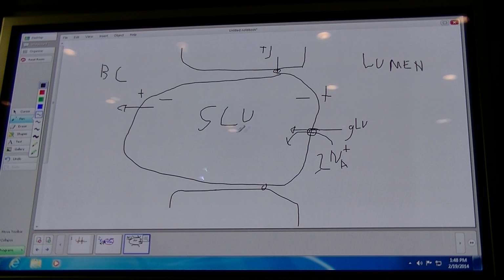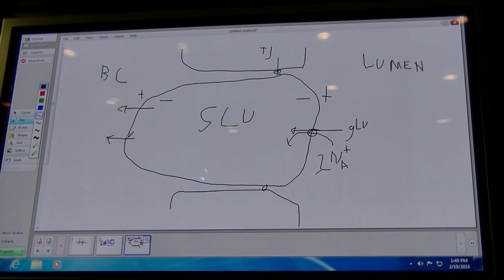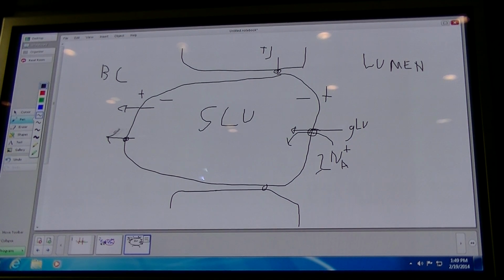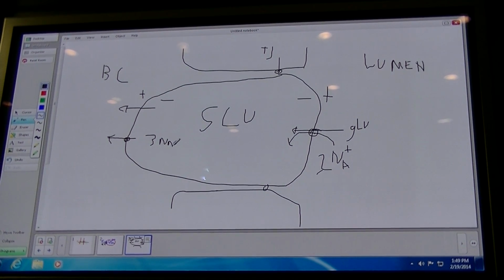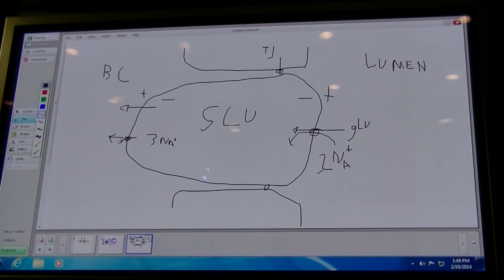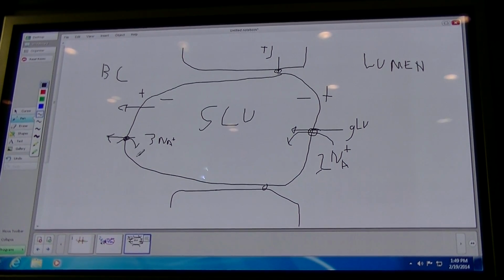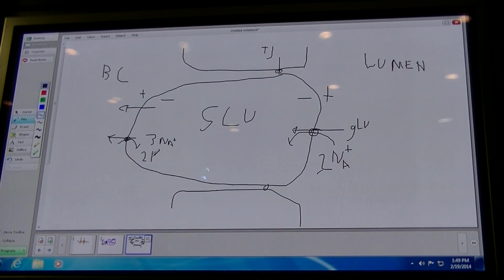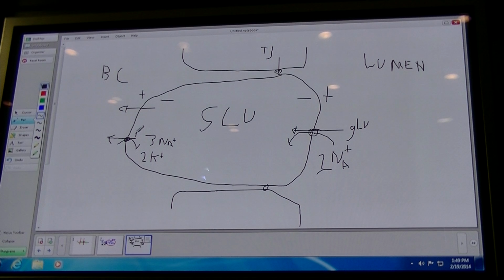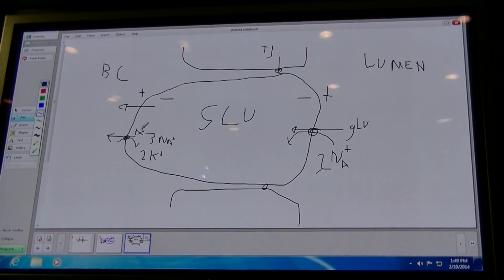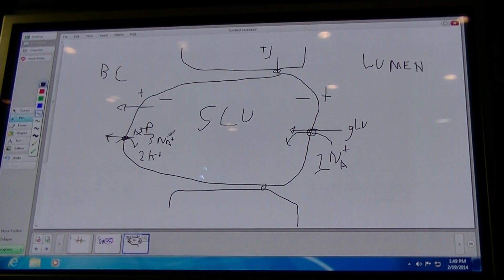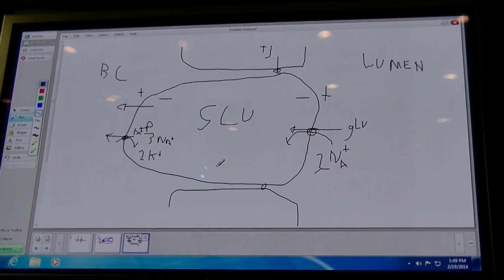2 sodium come in. Well, pretty soon our cell will be stuffed with sodium, so we need a way for sodium to get out. So we have here our P-class pump, and it takes 3 sodium out. And at the same time it takes 2 potassium in, and we're hydrolyzing an ATP there. An ATP to ADP hydrolysis is required for that process.